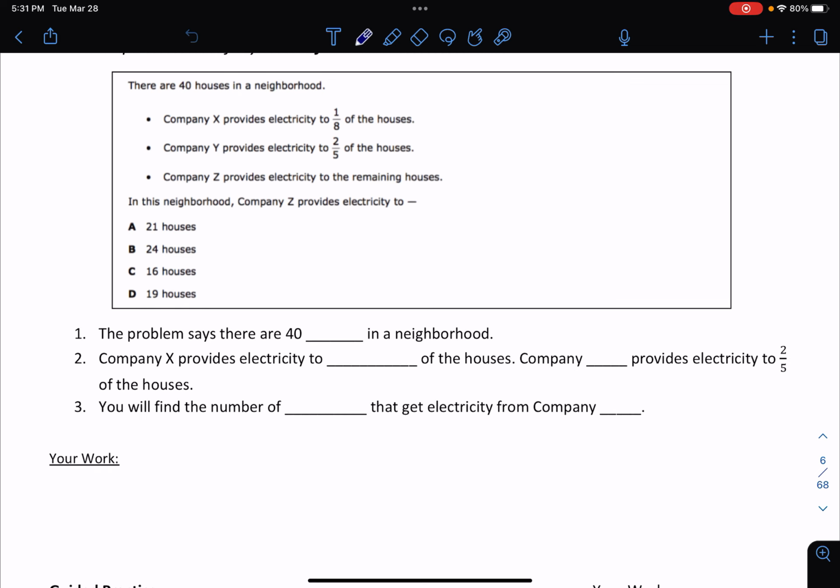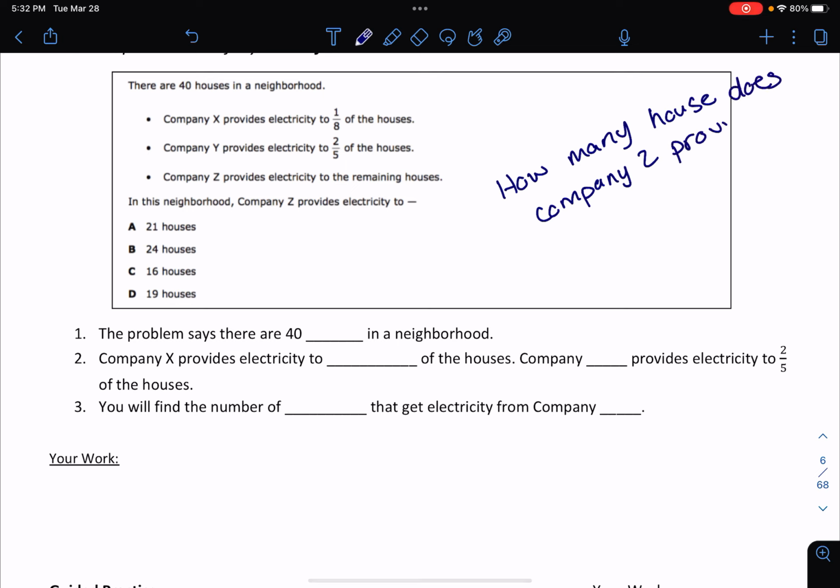So it says there are 40 houses in a neighborhood. Company X provides electricity to 1/8 of the houses. Company Y provides electricity to 2/5 of the houses. And Company Z provides electricity to the remaining houses. In this neighborhood, Company Z provides electricity to, so what it's asking for is how many houses Company Z provides to. How many houses does Company Z provide electricity for?